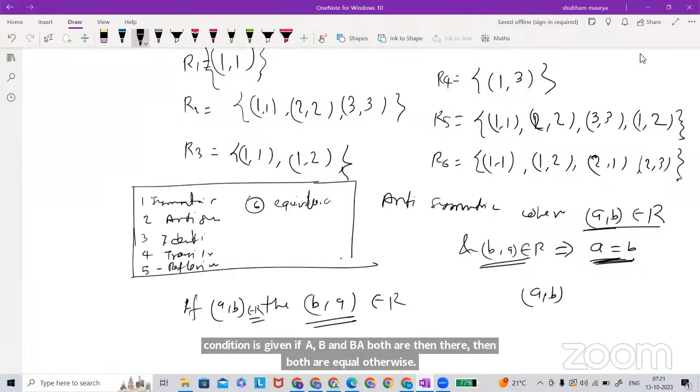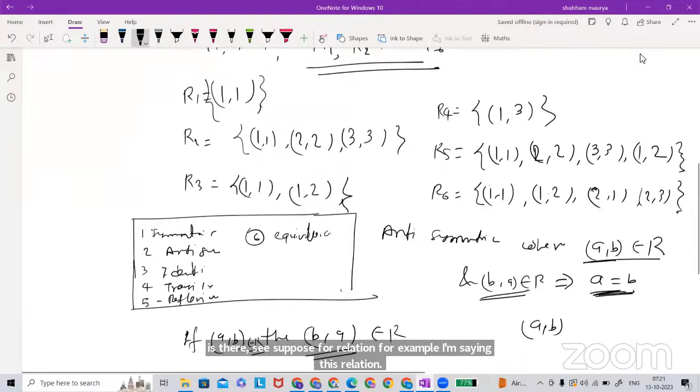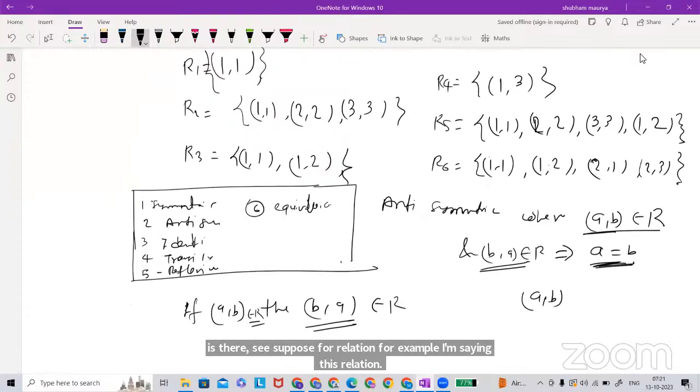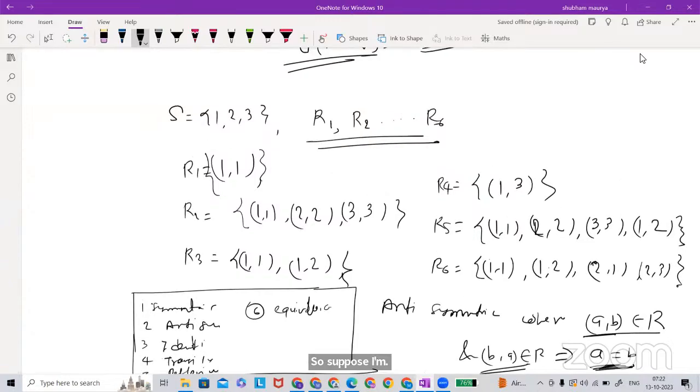What's the difference between antisymmetric and identity? Identity means 1, 1, right? Sorry, equivalence. 1, 1 means equivalence. Suppose R1 is 1, 1, 2, 2, and 3, 3. Then is it antisymmetric as well as equivalence, or only equivalence?